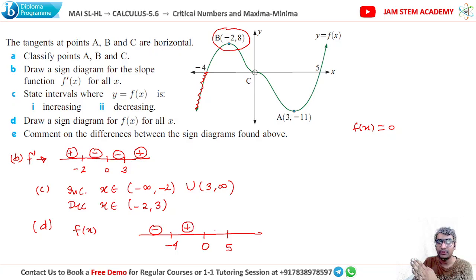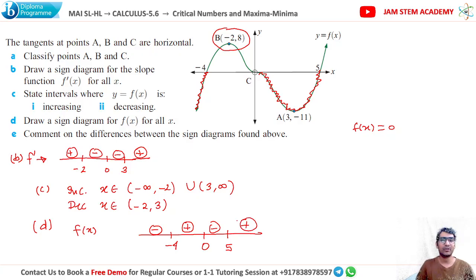Then from 0 to 5, for this region it is negative because it is below the x-axis here, and then after 5 it is positive. So that's the sign diagram for f of x.